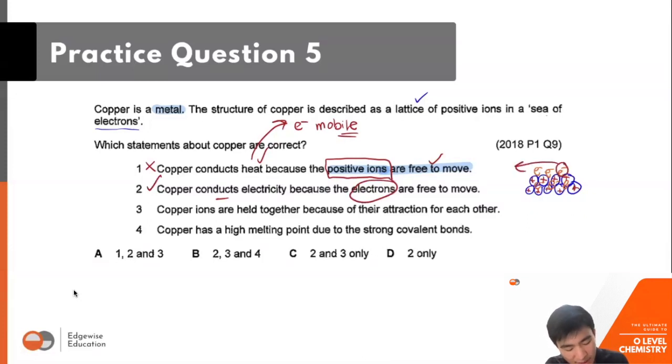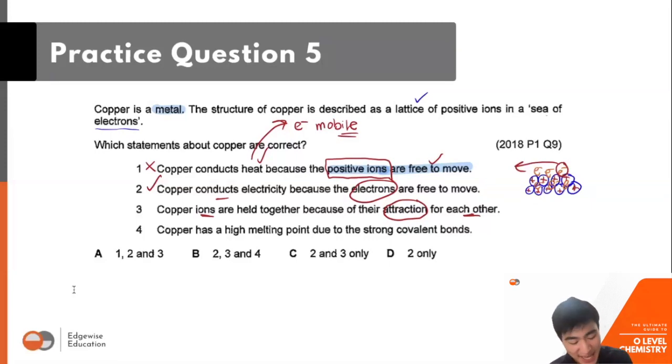Okay, now, third one, copper ions are held together because of attraction for each other. True or false? Okay, Marilyn, I see your question. Give me a minute. Okay, Clarice, I see your answer. Andy, I see your answer. Melody, I see your answer also. Okay, Zhishan, I see your answer. Very good. Okay, Halina, I see your answer also.